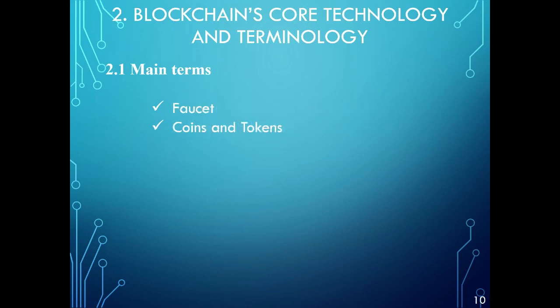Either testnet is only used for development and testing purposes, so it has no inherent value and is not handled by any exchange. On testnet, faucet is used to issue cryptocurrency for testing purposes at no cost.